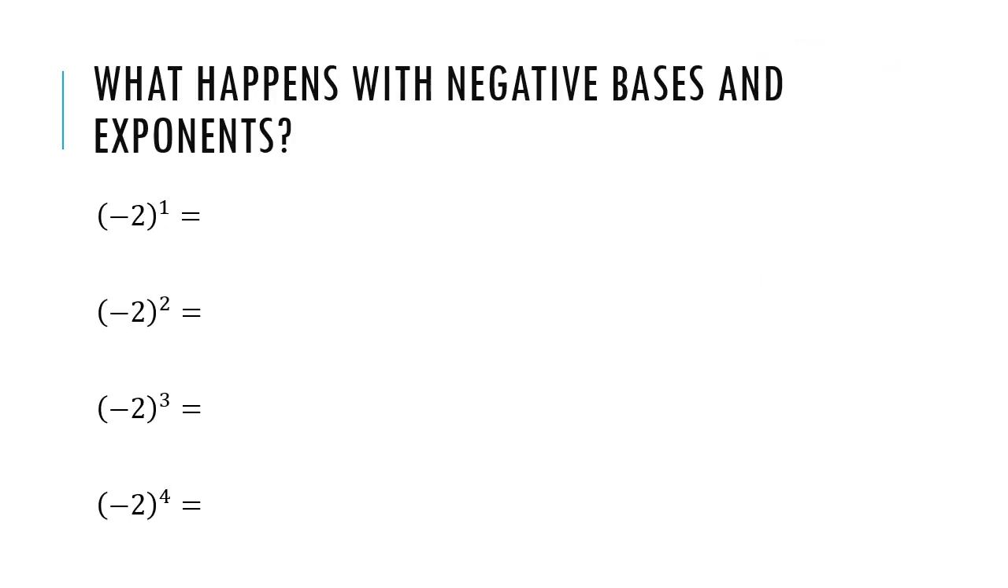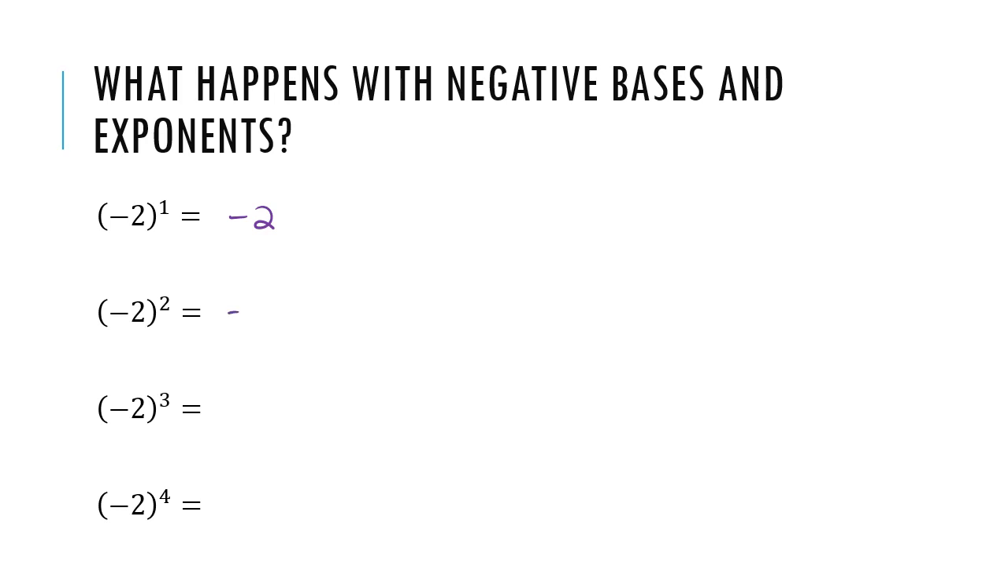Okay, so some different things happen when we have negative bases with exponents. If you're using a calculator, which I always recommend when dealing with big exponents, you need to make sure you put your base in parentheses, especially if that number is negative. If you don't, your calculator will give you the wrong answer because it thinks you're doing something different than what you believe you're typing in. So initially we have negative 2 to the first power. That means there's just a single negative 2, and so that's our answer.